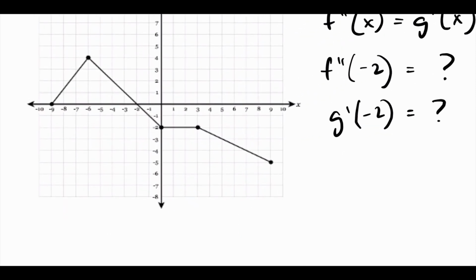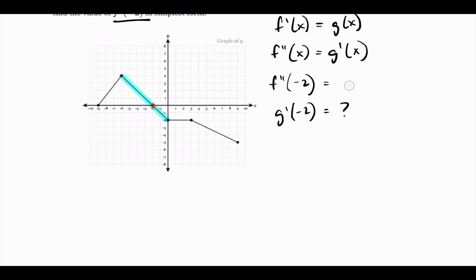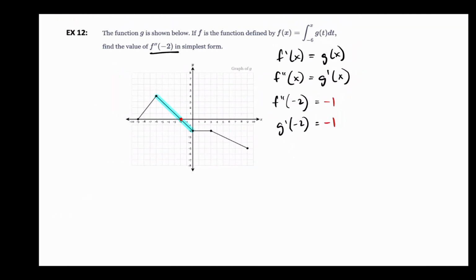So negative 2 is a part of this segment right here, right? But its slope is the same from negative 6 to 0. So we just have to find the slope of that segment. Let's see. 1, 2, 1, 2. So down 2 over 2. Slope is negative 1. Same answer for both. Negative 1. So either one is okay.